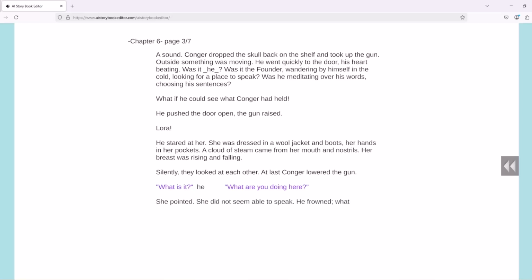He frowned. What was wrong with her? "What is it?" he said. "What do you want?" He looked in the direction she had pointed. "I don't see anything." "They're coming." "They? Who? Who are coming?"